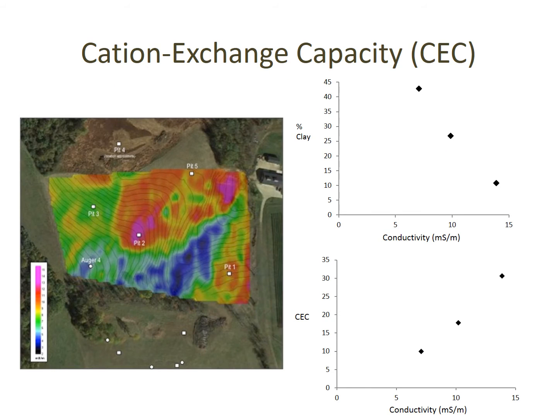This is an example of a site where we mapped cation exchange capacity. So the hot colors, or the pinks and reds, represent high CEC areas, and the blues and light greens represent low CEC areas.